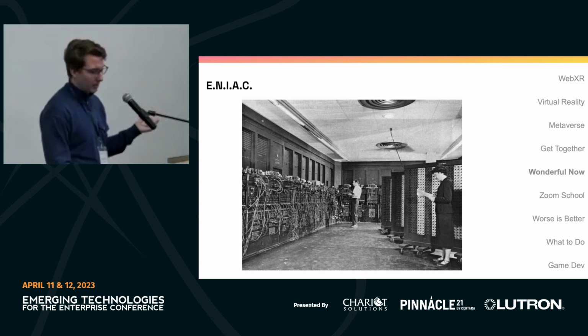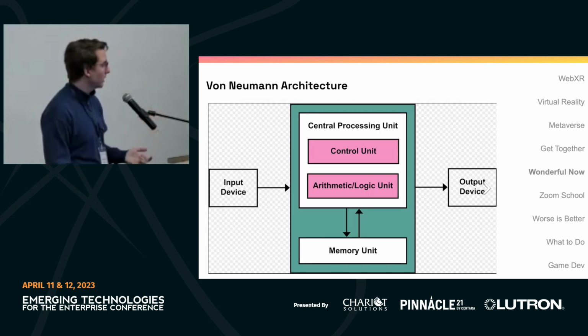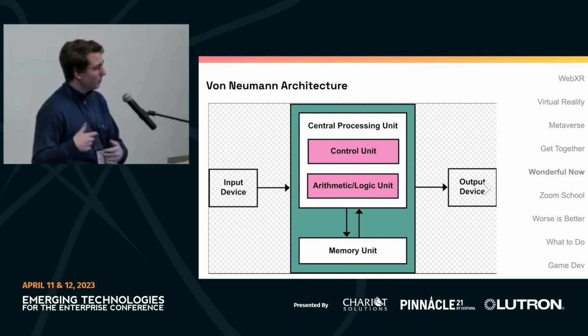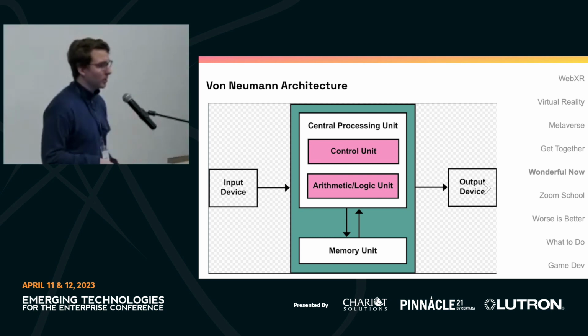But we did get out of this the idea of the von Neumann architecture, which should look familiar because all computers are like this today. You've got a central processing unit, you've got some input coming in, it talks to a memory unit, you've got a logic unit for computation, and you output something on the other end.